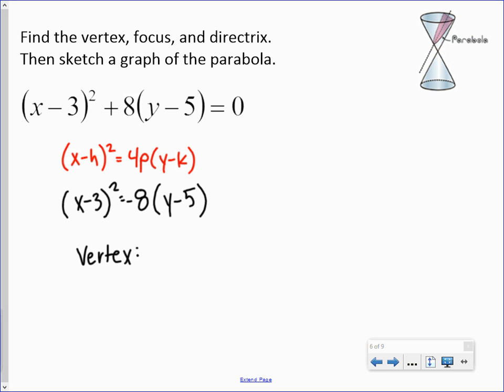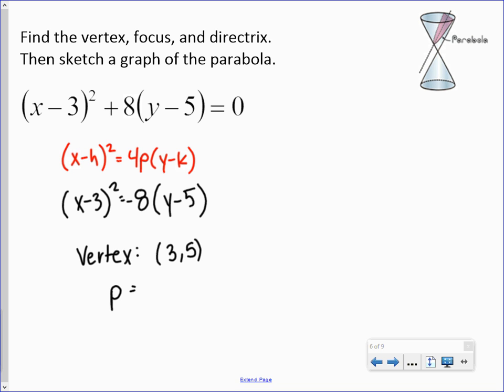Allie, what's the vertex? 3, 5. Notice both of them look like minus, but then they're both positive when we pull them out of the equation. Also, find the value of P, because from my vertex I'm just going to count P to my focus and count P to my directrix. So turn to the people around you and tell them what you think P is.